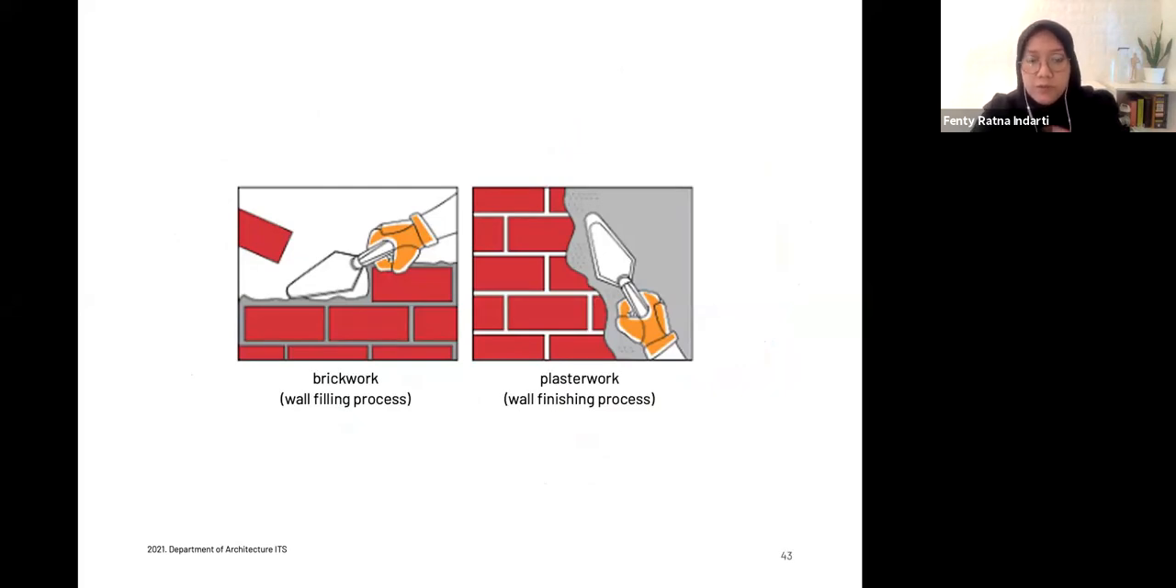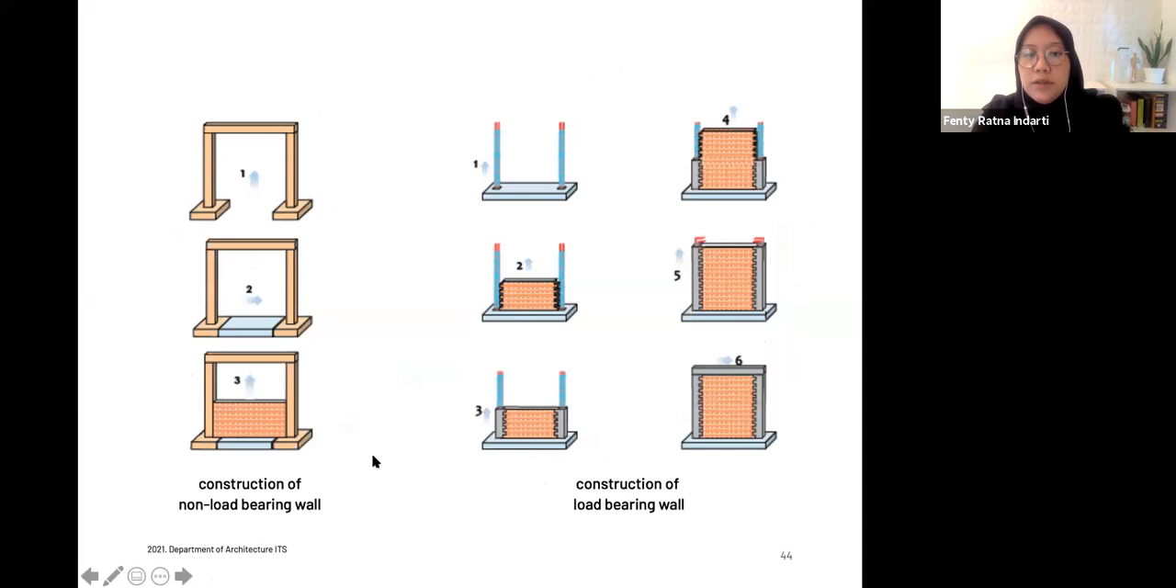Now, if we are talking about walls, there are two types of work related to it. First is called brickwork. Wall filling means how you assemble the materials for the walls, and also the plaster work, which is related to the wall finishing process. And these are the differences between non-load bearing wall and load bearing wall.